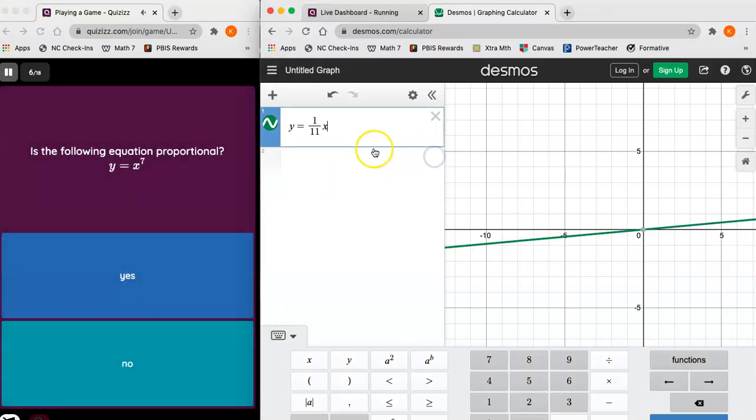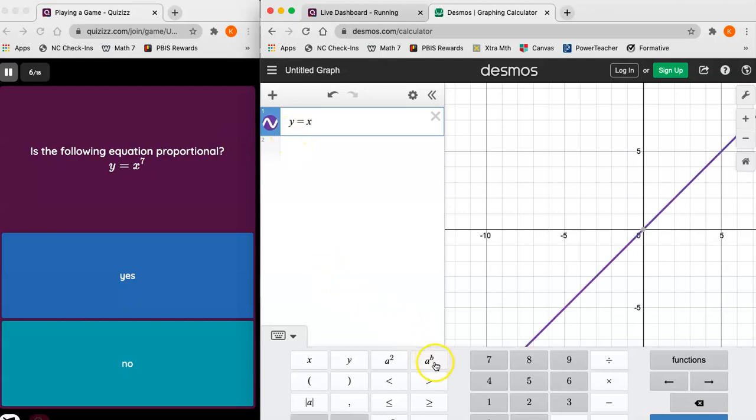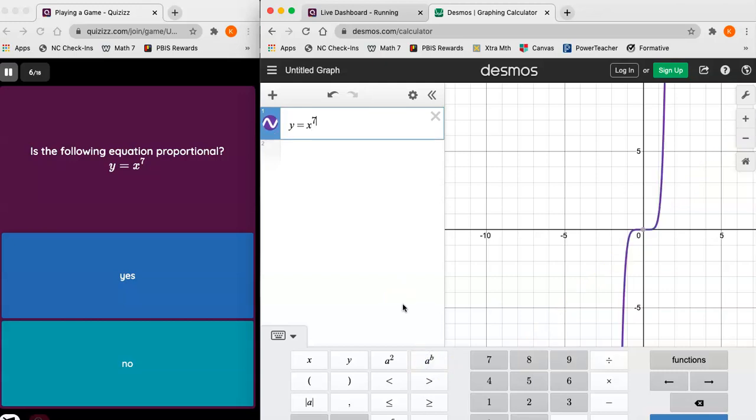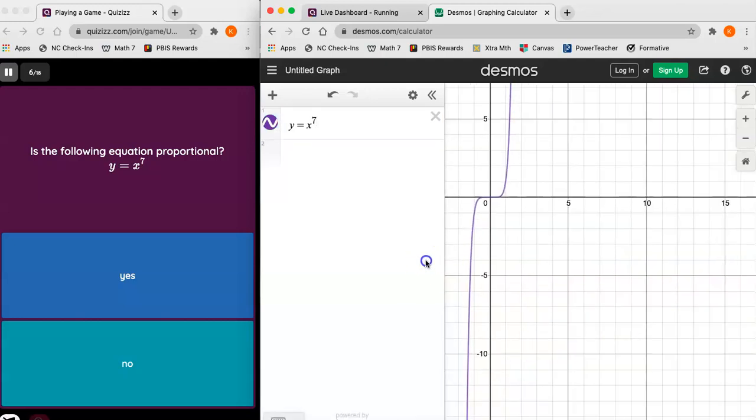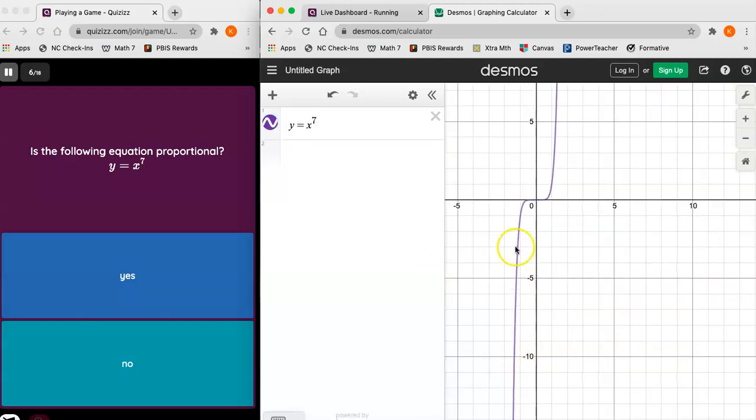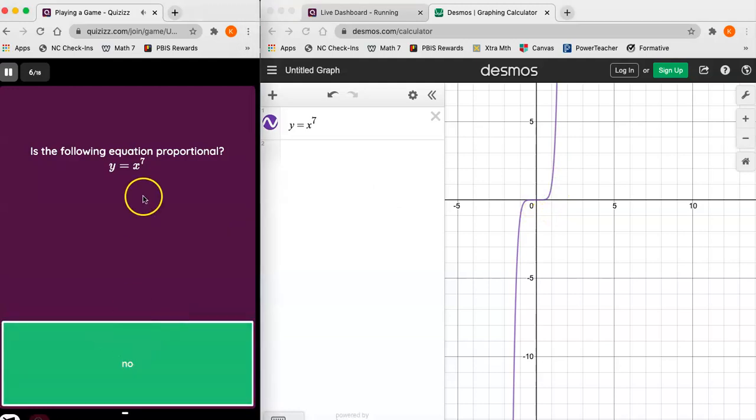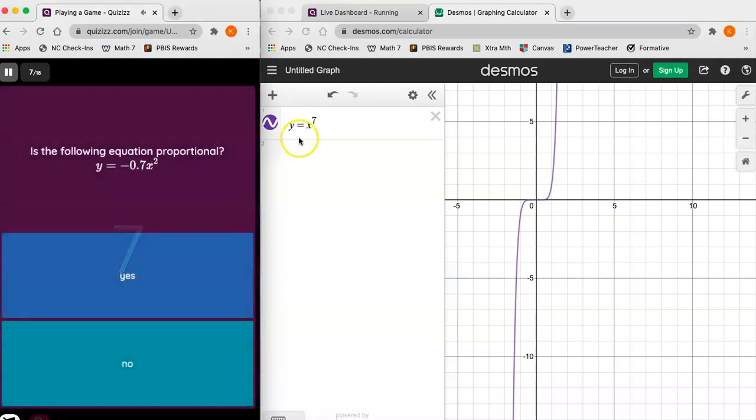All right, now we're moving on to some examples where we have a power other than 1. So y equals x, and to get a power above that x, you use this a to the power of b button, and then I just type a 7. So y equals x to the 7th, look at this. This is a curve. It's not a straight line. It does go through 0, 0, but it is not proportional because it's curved, so we say no. So if there's a power other than 1, it's not going to be proportional.